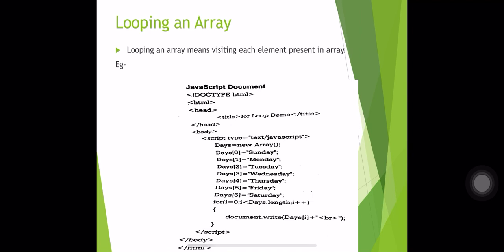Okay, so the next topic is looping an array. Looping an array means basically visiting each element present in an array using any loop. Yes, so let's see it. Open doctype HTML, open HTML tag, open head tag, open title tag. In the title give for loop demo, close the title tag, close the head tag, then open the body tag and then open the script tag. So days is equal to new Array.